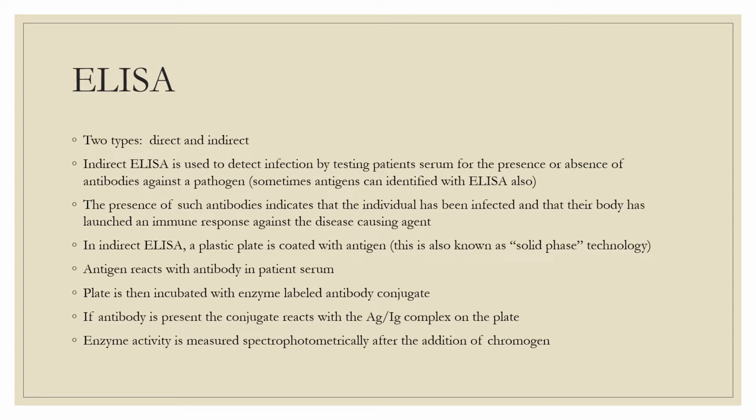And again, we have direct ELISA, which is where we have antibody and conjugate on cellulose acetate paper. One example of a direct ELISA test is the strep throat antigen test. And then we have indirect ELISA, where we have antigen in wells. We incubate the sample with substrate. We add peroxidase, and if antibody is present, the substrate will change color.